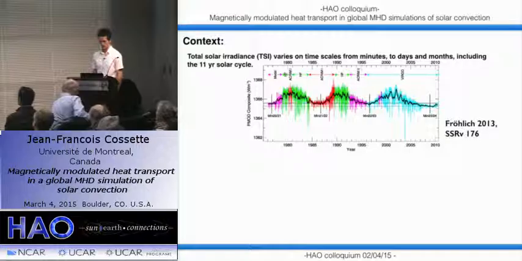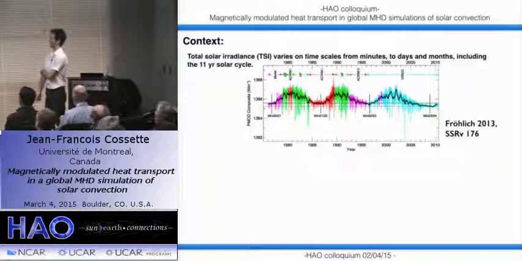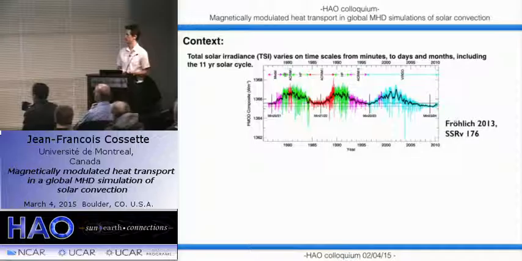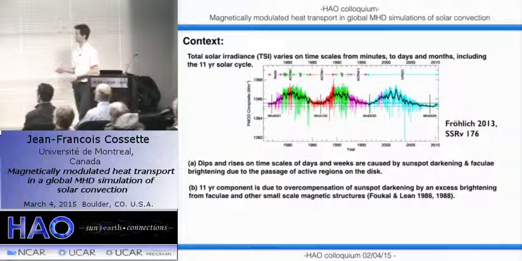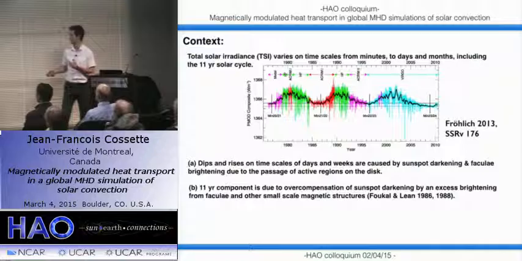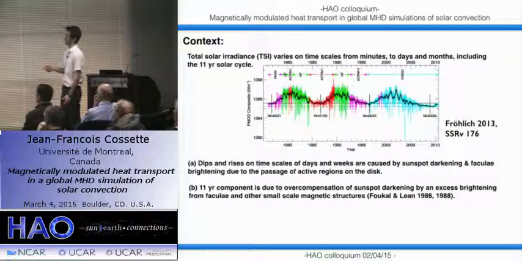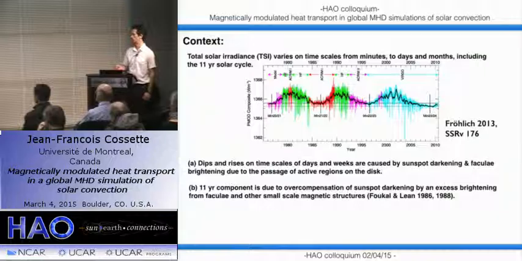So just to put ourselves in context: why I'm interested in convective heat transport and its modulation by magnetic activity is related to irradiance. We know it varies on timescales of days and months, but also on the timescale of the 11-year solar cycle. Right now, there's a growing consensus that most of those variations, if not all of them, are due to the changing surface coverage by magnetic structures such as sunspots, faculae, and network, with dips and rises on timescales of weeks due to the passage of active regions on the solar disk, whereas the 11-year component would be due to the overcompensating effect of faculae and network over the effect of sunspot darkening.